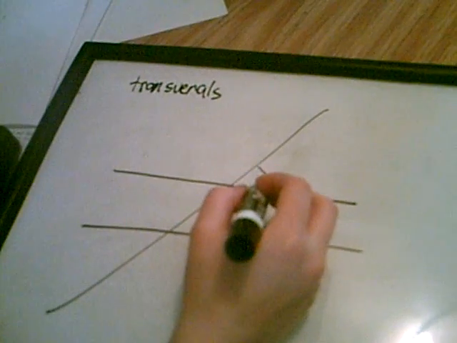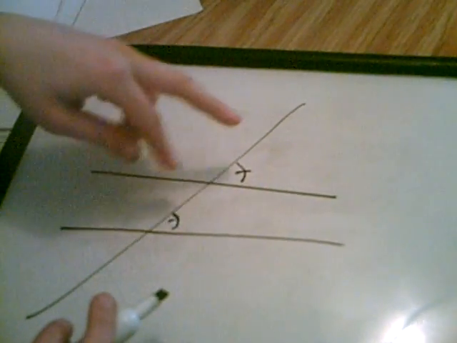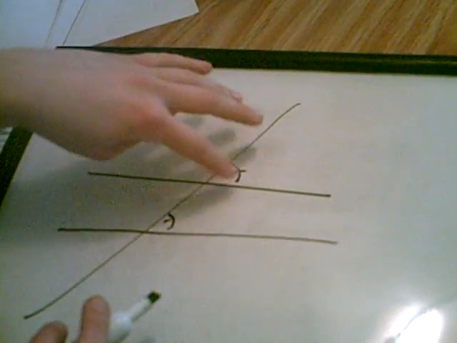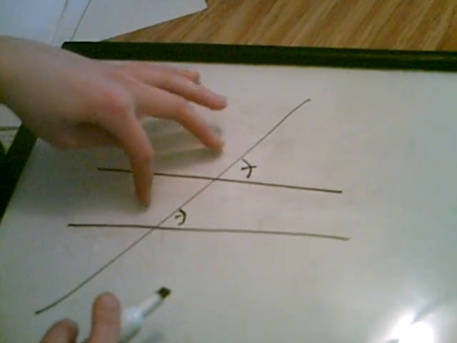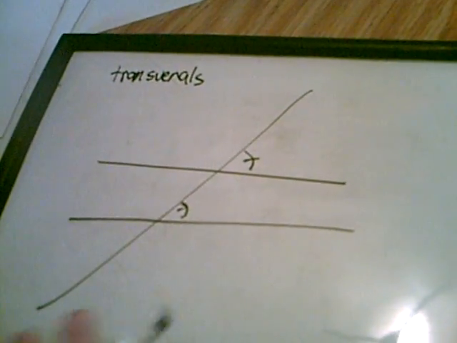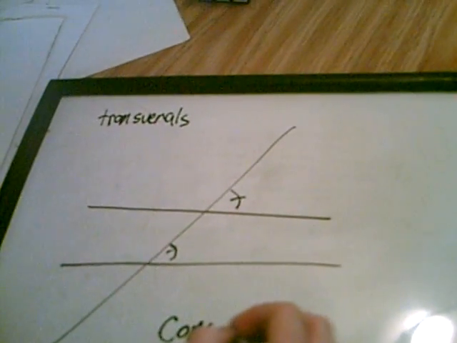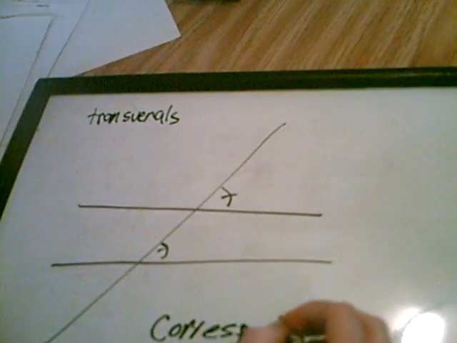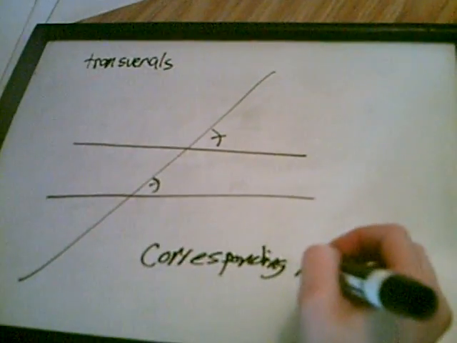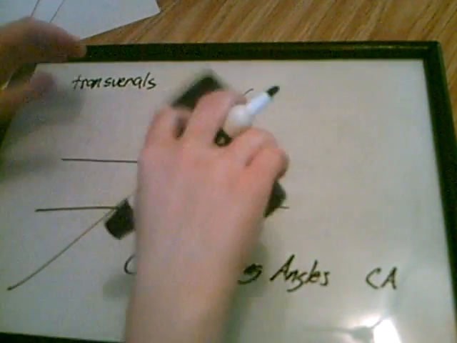You have your corresponding angles, like these. Those are corresponding angles because they're relative to this line, they're in the same position. These two would also be corresponding, as with these and those. So those are corresponding. And they're often abbreviated as CA.